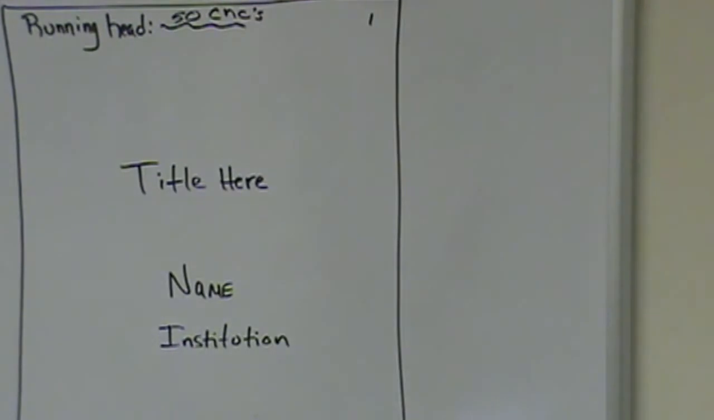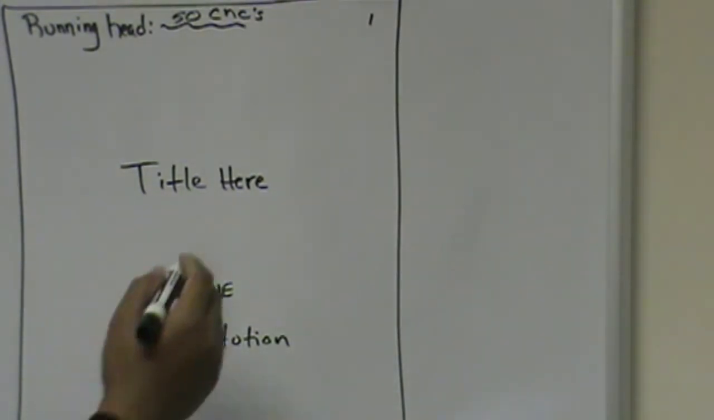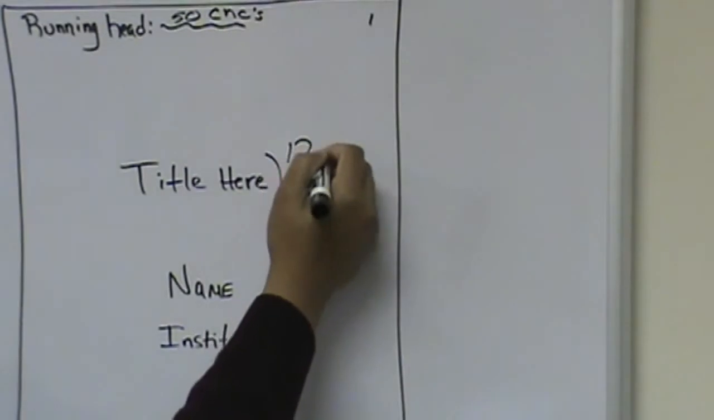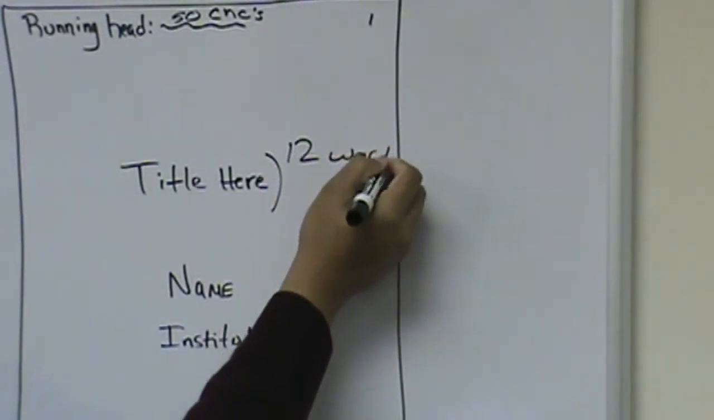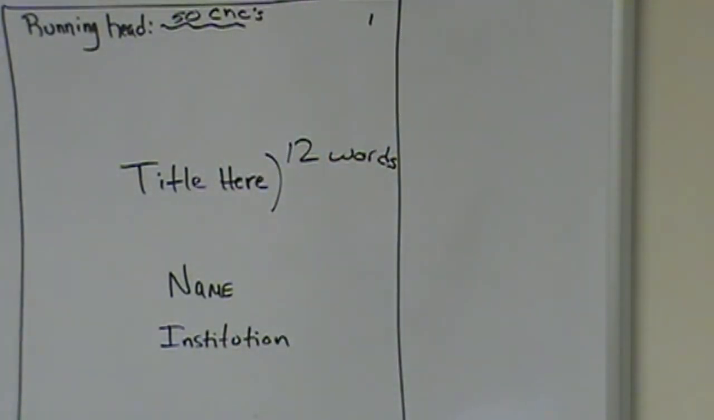So the title, many people think that it has to be short or it has to be abbreviated. That's really not the case. It's okay for the title to go on 2 lines if you want it to. APA calls for 12 words, roughly, and you want the title to be a little descriptive. By that I mean it's a good idea to give the reader a little sense of what the paper is going to be about just by reading the title alone.